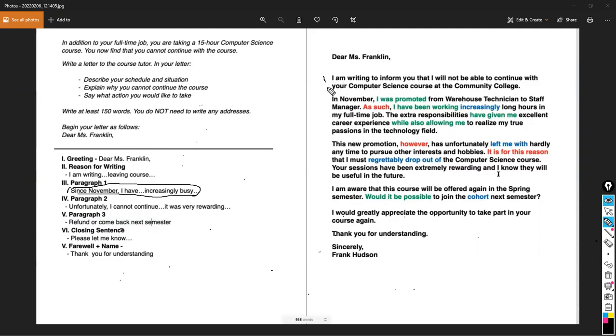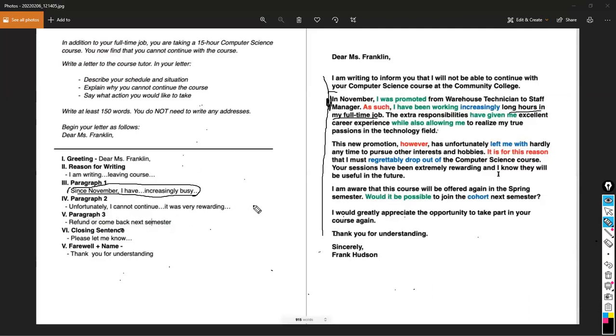Okay, so now let me read this letter, guys, just to show you the difference. I'm writing to inform you that I will not be able to continue with your computer science course at the community college. In November, I was promoted from warehouse technician to staff manager. So notice that you are telling something about you to your neighbor, for example. I have been working increasingly long hours in my full-time job. Absolutely, you cannot say that to your boss, for example, or to your teacher, while also allowing me to realize my true potential in the technology field.